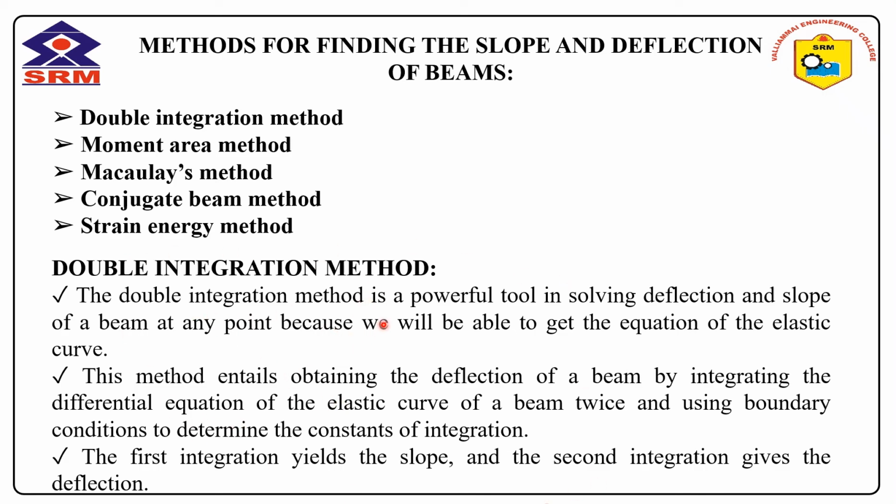The double integration method is a powerful tool in solving the deflection and slope of the beam at any point, because we will be able to get the equation of the elastic curve. So the basic equation is EI into d squared y by dx squared equal to bending moment M.